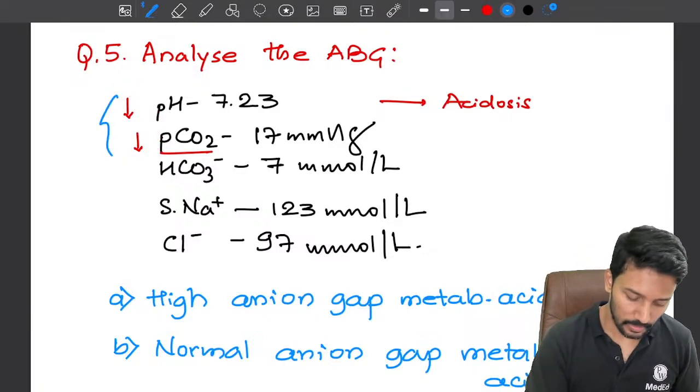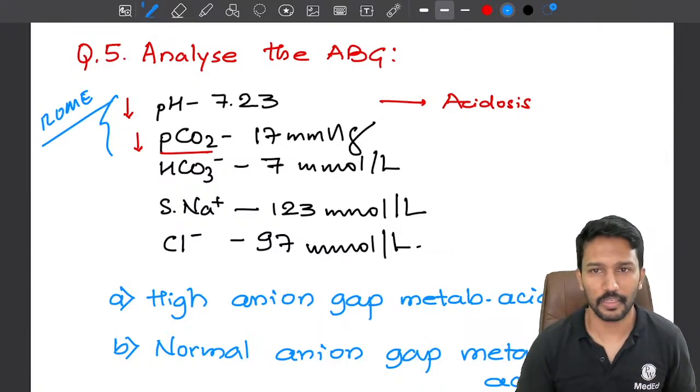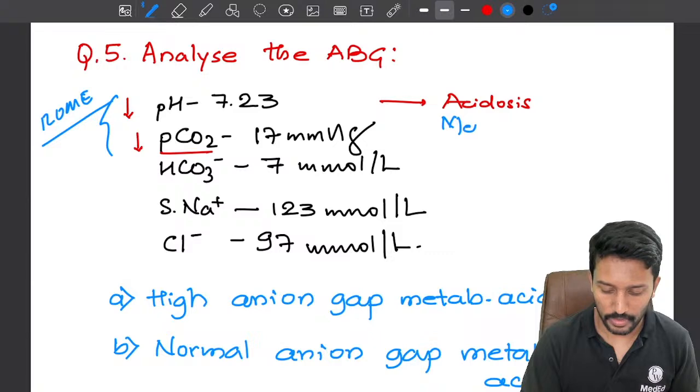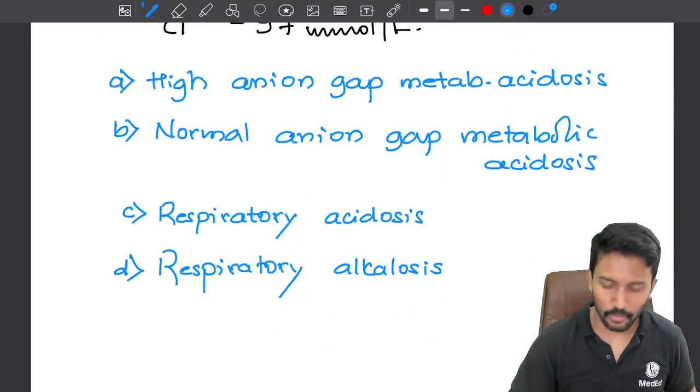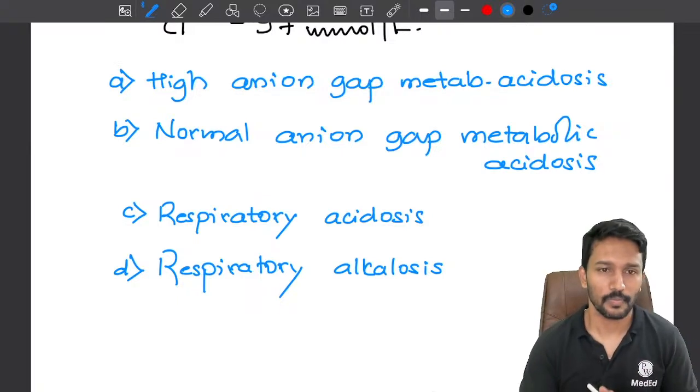Keeping this in mind, remember the ROME: respiratory opposite, metabolic equal. So both are in the same direction. That means it is a case of metabolic acidosis. But in this question, when you look at the options, they're not talking about metabolic or respiratory. They're talking beyond that. What is that beyond?